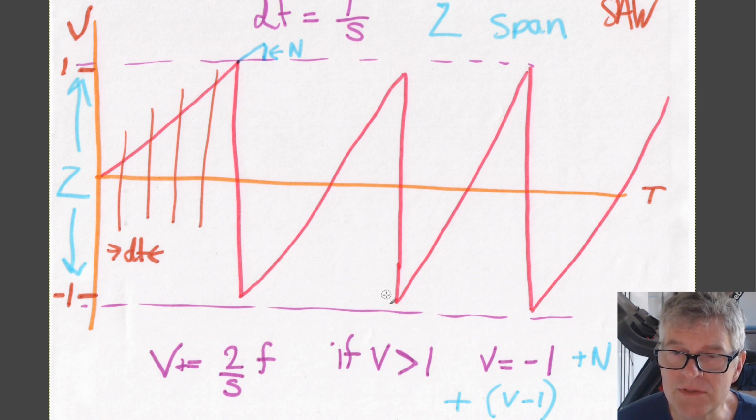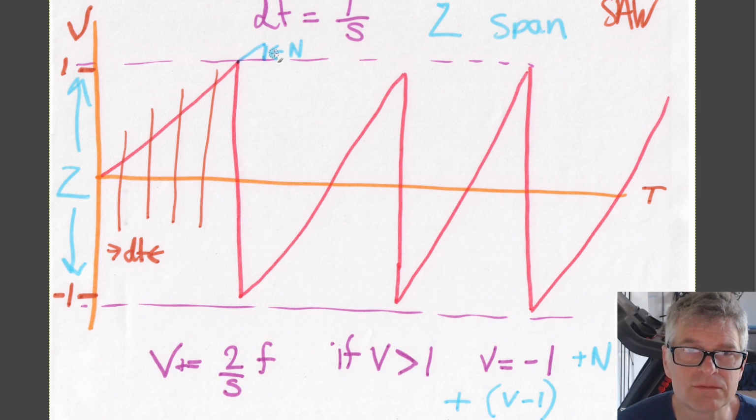But in fact, to keep this thing absolutely in tune and to do it perfectly right, when we add this next increment on here, it might actually overshoot slightly. So there's an extra little bit of overshoot here, n. So what we actually say is if the voltage is greater than 1, the voltage becomes -1 plus that little n bit. So instead of going exactly from here to here, we might actually go there.